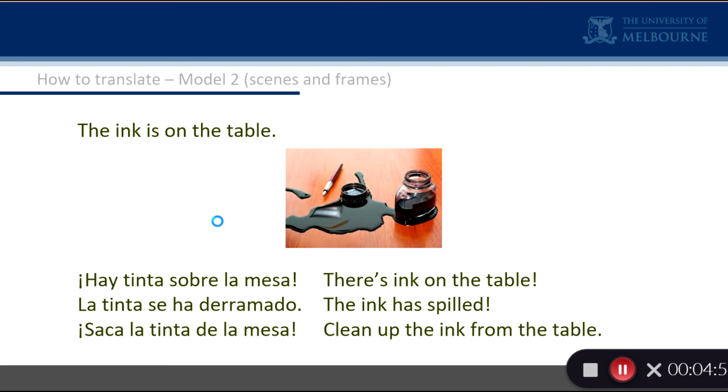So the translator's mind is thinking in terms of what some analyses call scenes and frames, but we could just say a situation and a function. So very broadly, this would be a functionalist approach to translation as opposed to the previous linguistic approach.